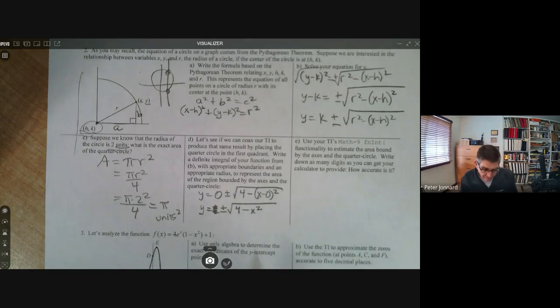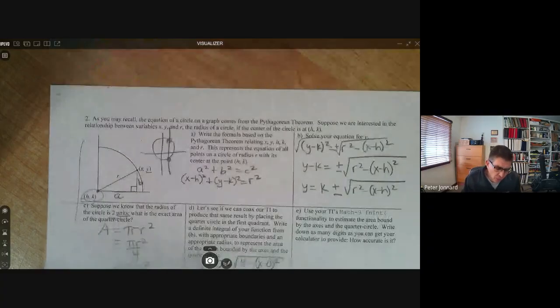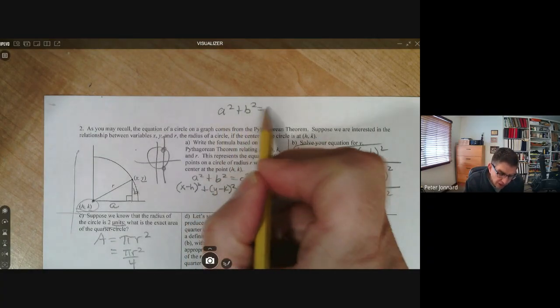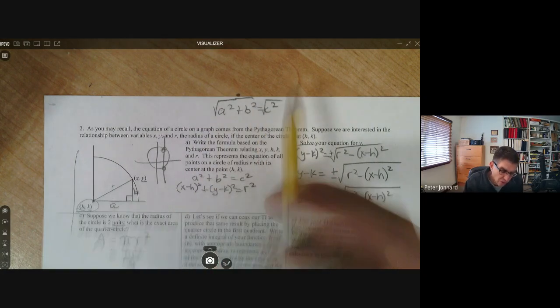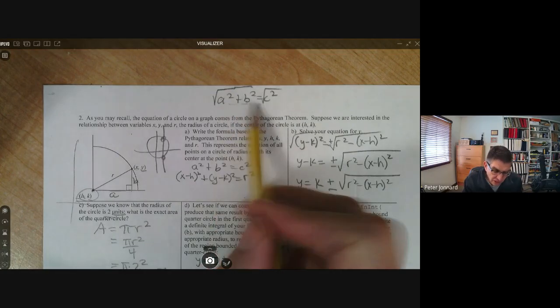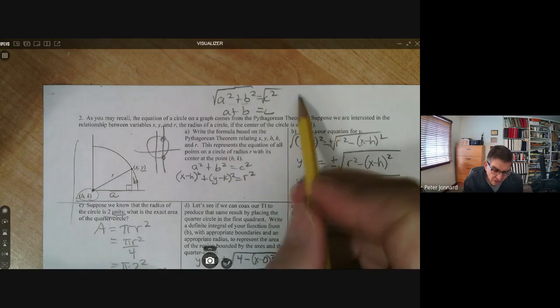Now, some of you want to distribute that square root across there. That does not work. If that worked, the Pythagorean theorem would be quite different, okay? Please stop trying to distribute the square root over addition. It does not work. Some of you are thinking, gosh, well, that's C, so this would be A plus B. But you guys, you know that is incorrect.